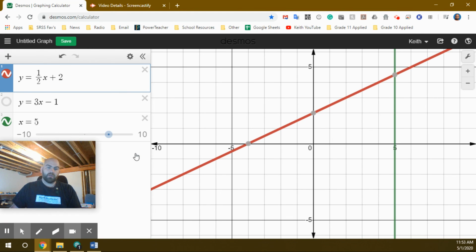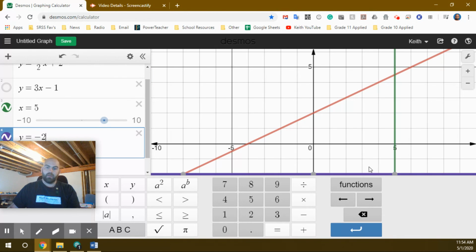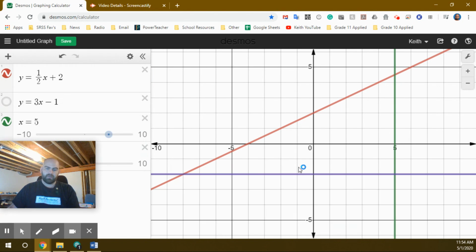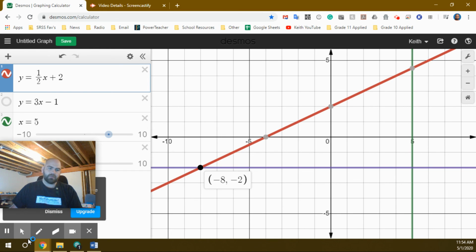We can also do, and I'm just going to type in another one here, y equals, let's say, -2. And so then go back to here. There we go, get rid of that. Okay, the purple line here is y equals -2. And so when y is -2, the x value is -8. And so it's a way of solving functions, which makes it a little bit easier.